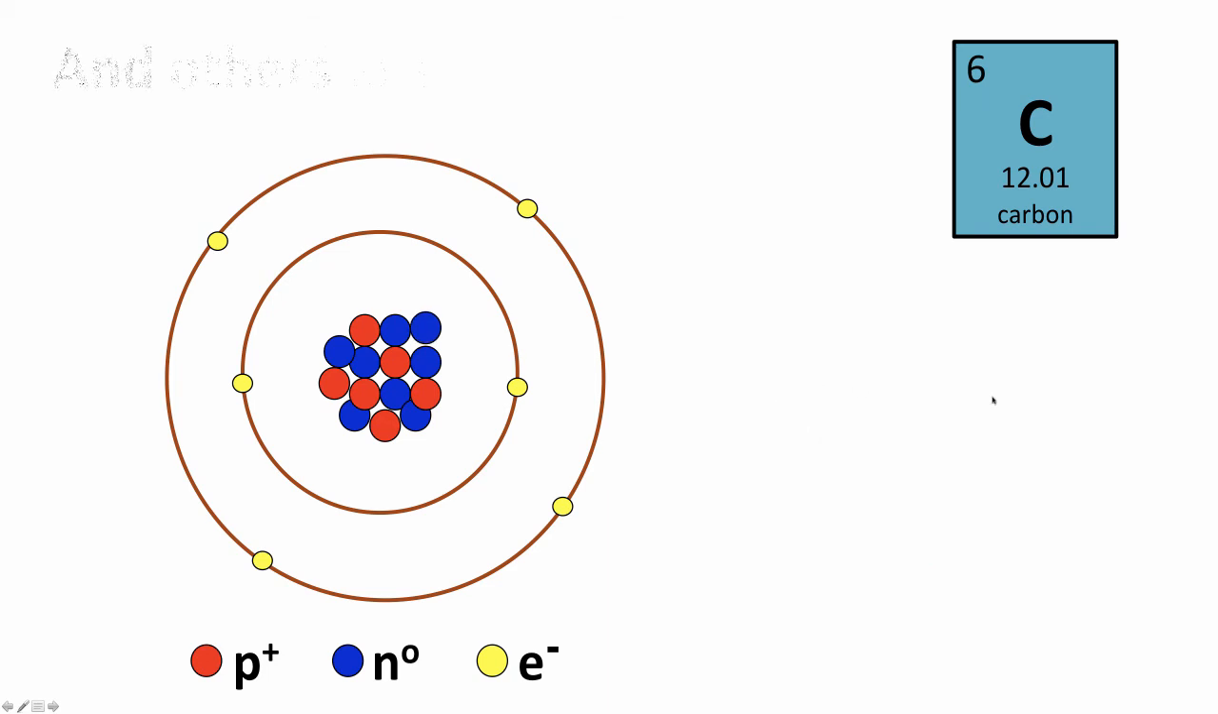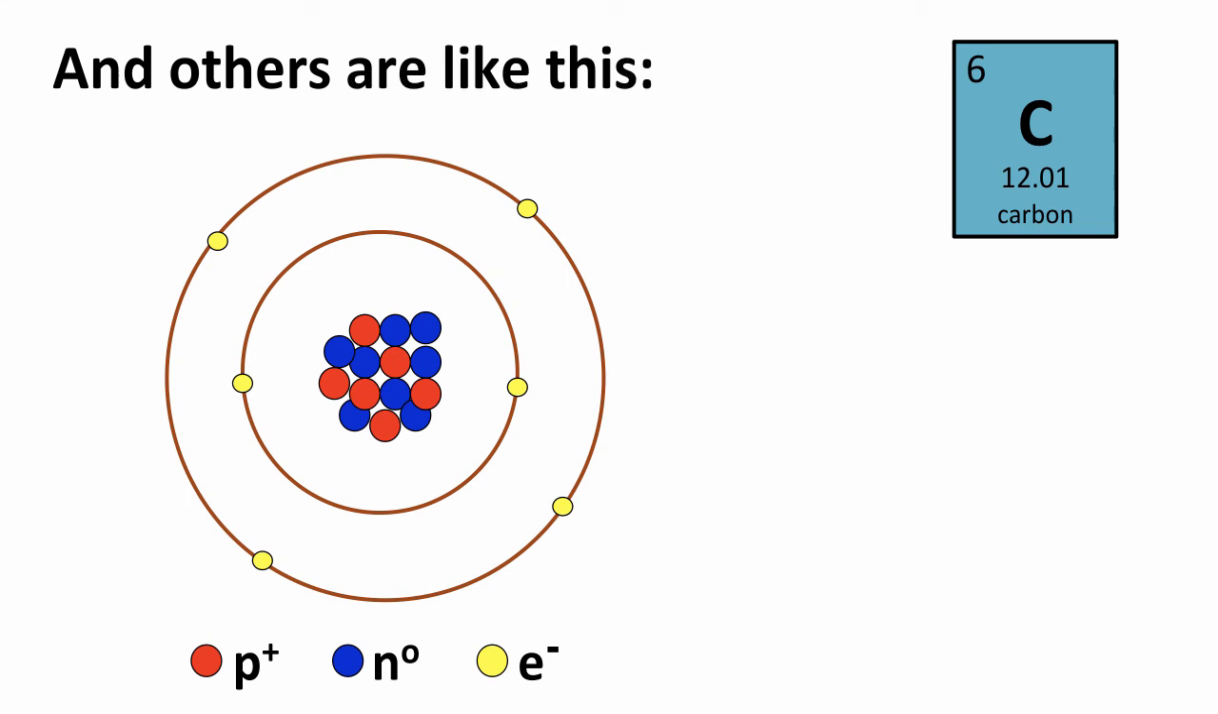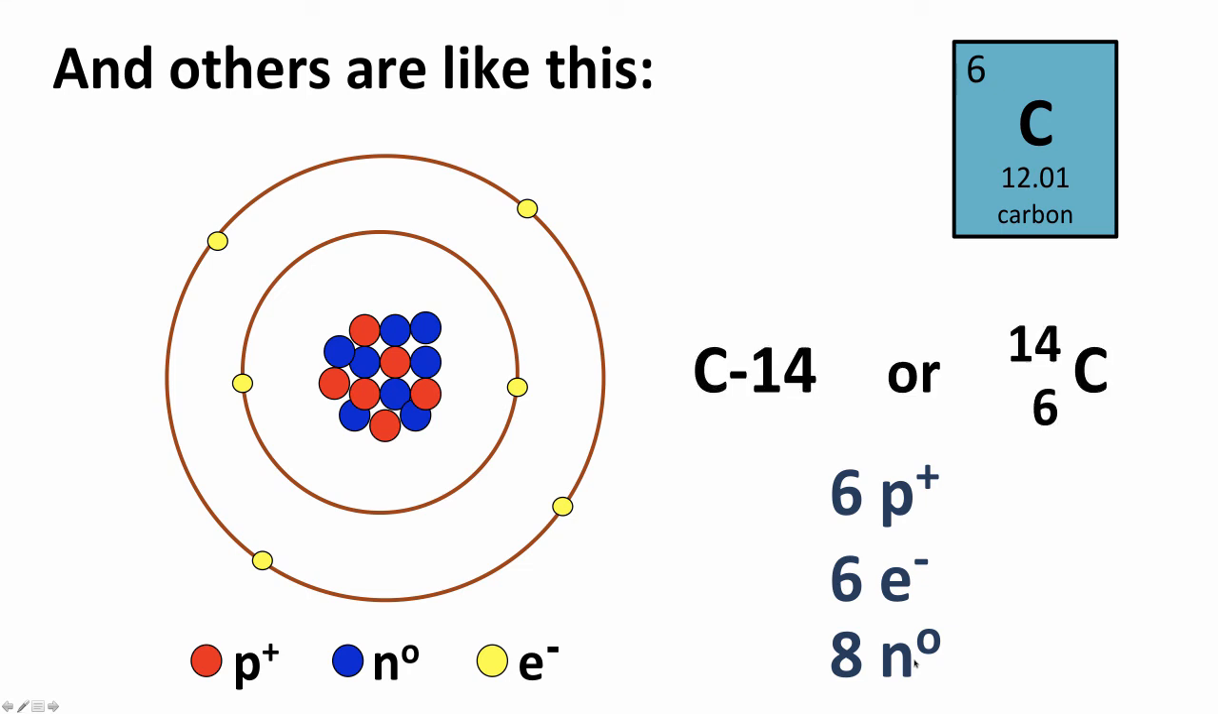And if we continue with this train of thought, we notice that there's other carbon atoms that look like this. And this one, if you count carefully, has actually 8 neutrons. So this kind of carbon atom has 6 protons, 6 electrons, and 8 neutrons. In other words, it's carbon-14. 6 protons plus 8 neutrons adds up to 14 for the mass number of this carbon atom.